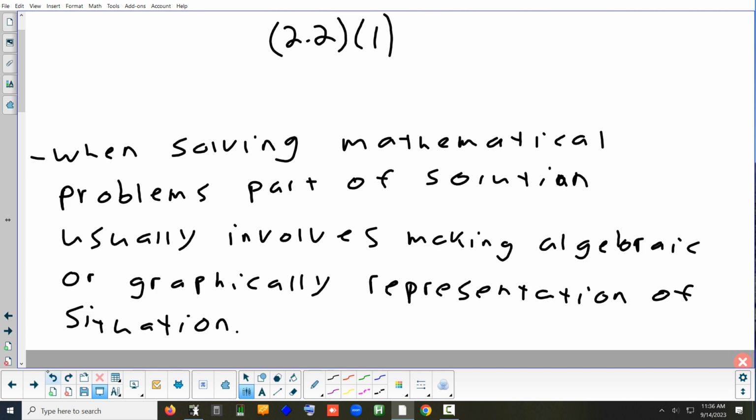So anytime that we solve a problem, usually these are the 2 main methods we use to do every problem. You either make an equation to solve your problem, or you draw it out. So usually, solving a problem either involves making an equation or drawing a graph.